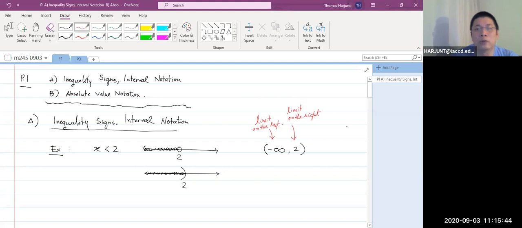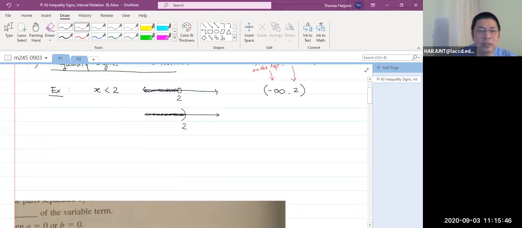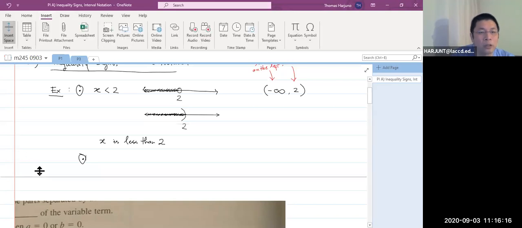Okay, now in words we say this is x is less than 2, for every number less than 2, and so on. There are many ways to say this, but be aware that this is less than 2, not including 2. Okay, not including 2. Let's go on further.